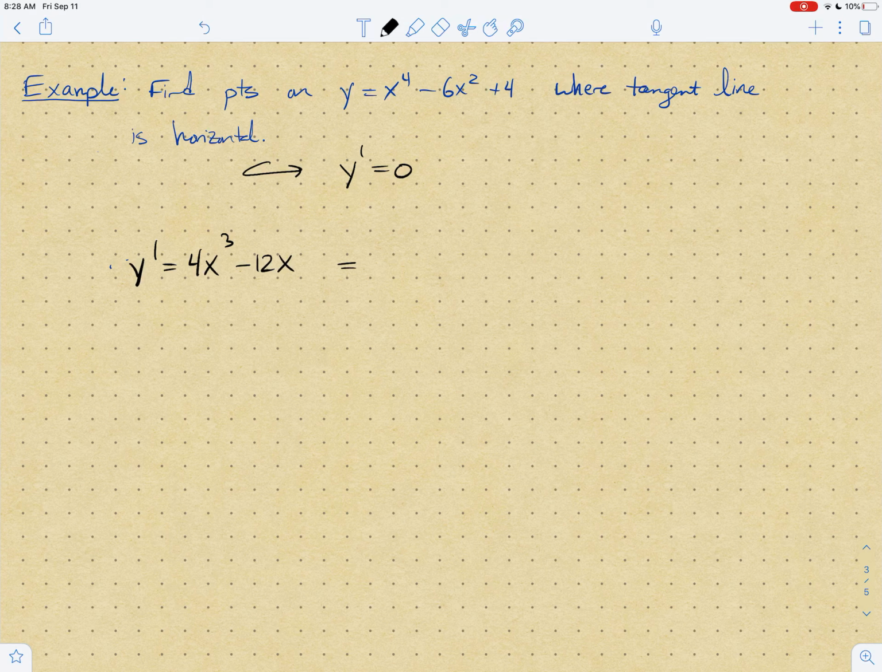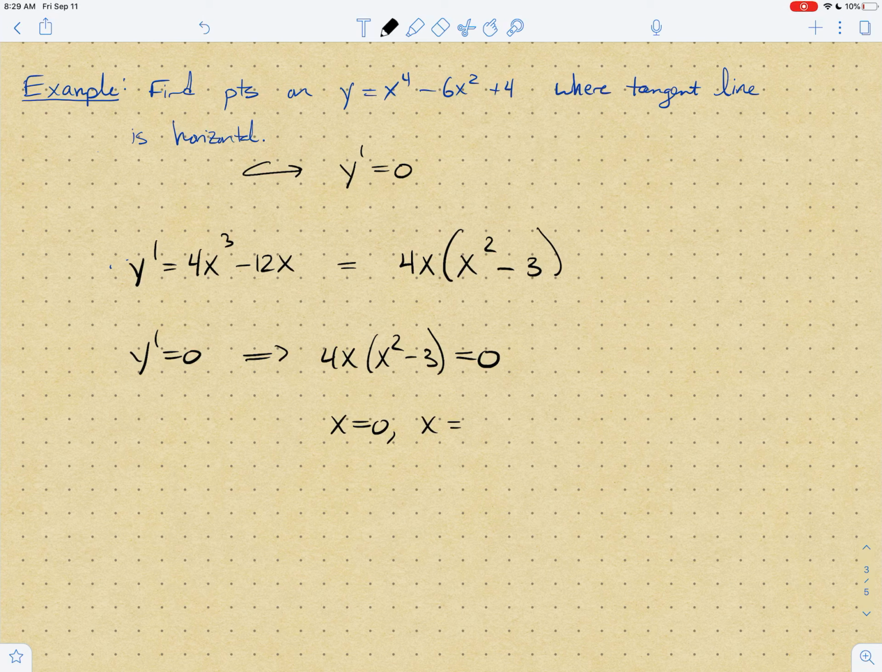So I can factor out what? Let's see, a negative 4x. I'm just going to do it actually as a 4x, and I get x squared minus 3. And I want to solve this thing equal to 0. So y prime equals 0 means that I want to solve 4x times (x squared minus 3) equals 0. And that tells me three things: x equals 0, x equals plus or minus root 3. Those are the solutions to this problem. These are the x values where the tangent is 0.